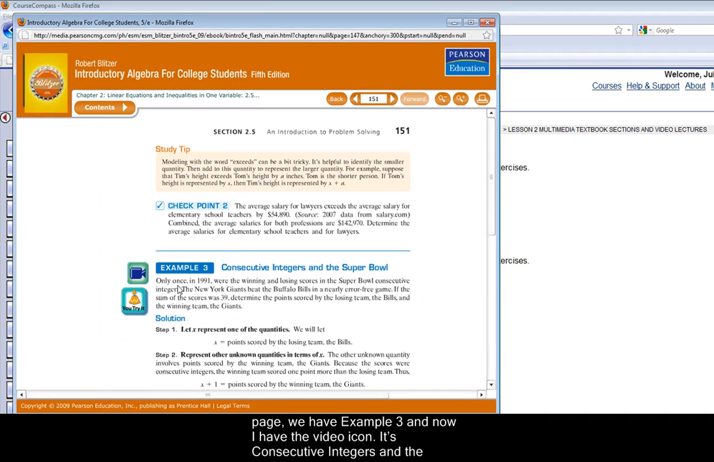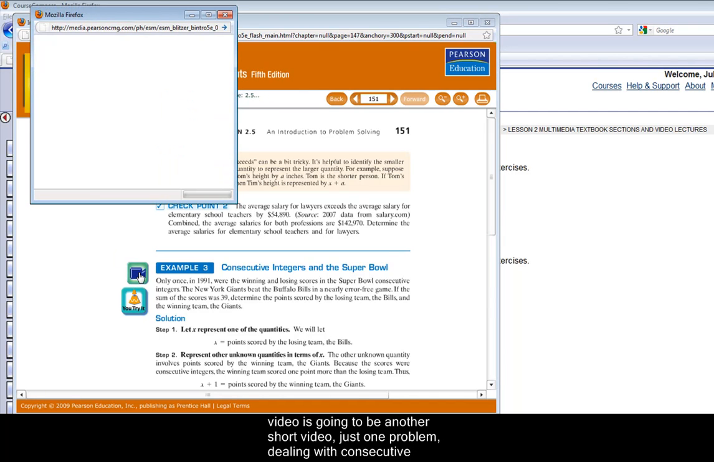On this page we have example 3, and now I have a video icon. It's consecutive integers in the Super Bowl. The problem here deals with scores in a Super Bowl. If I click the video, it's not going to be that same problem. That problem is already worked out in the text. So this video is going to be another short video, just one problem, dealing with consecutive integers.